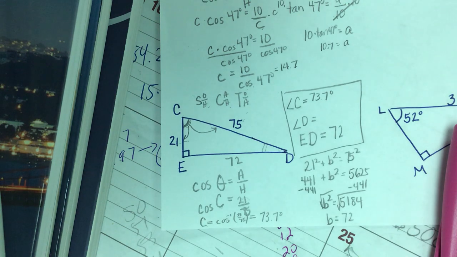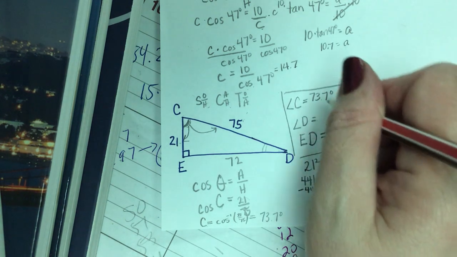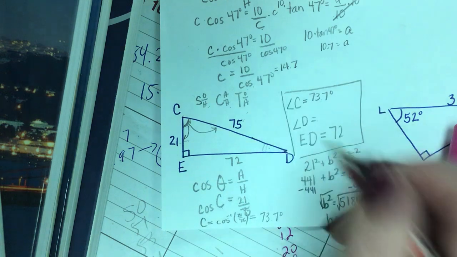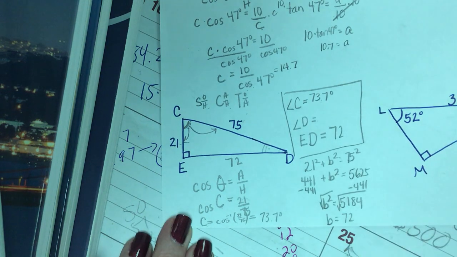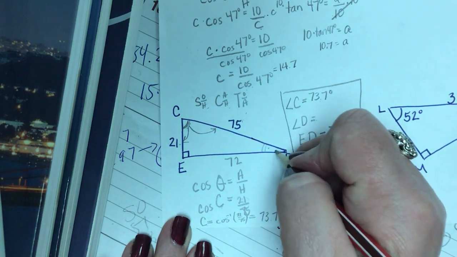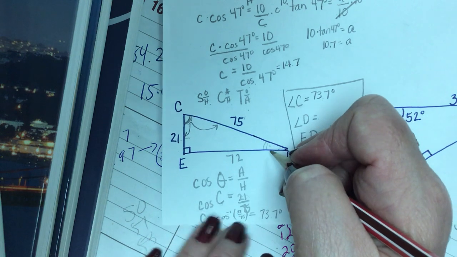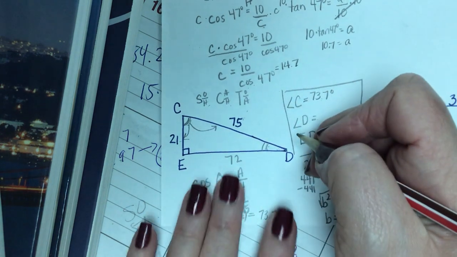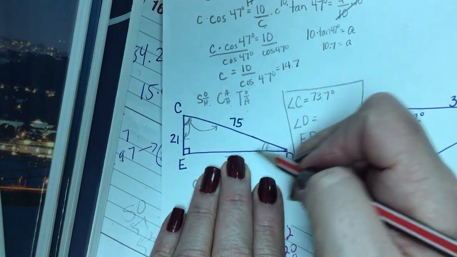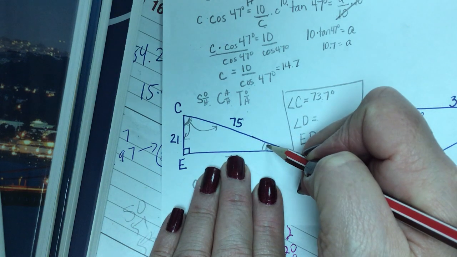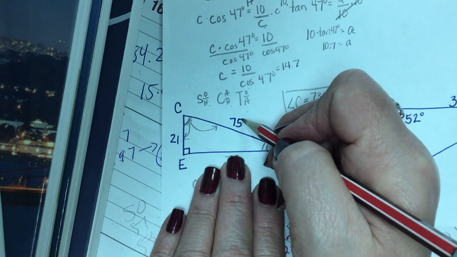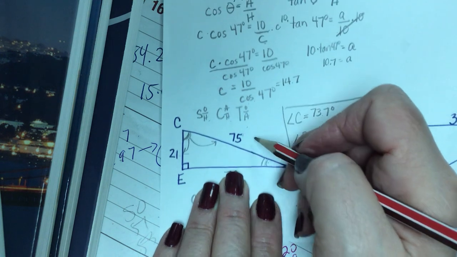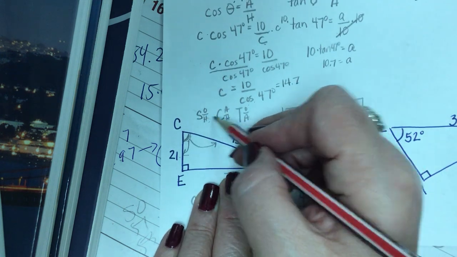Now, you could subtract from 90. You could do 90 minus 73.7 to find this other one. That's fine. I'm not going to, because I'm going to use a trig ratio just so I can continue to show you how to do this. So now I want to find angle D. Ignoring this side that I found, what was I given in relationship to angle D? Well, this is still the hypotenuse. That didn't change.